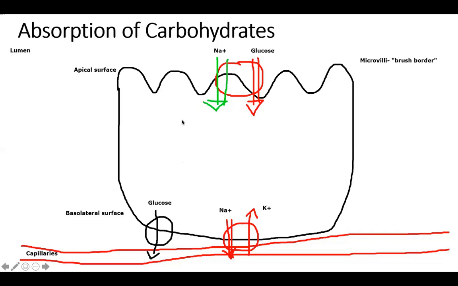From the inside of the cell, they can move across the basolateral surface. So now they're at a higher concentration inside the cell, a lower concentration in our underlying capillaries, and then we can absorb them right into the underlying capillary bed via facilitated diffusion. Okay, so this should be secondary active transport.